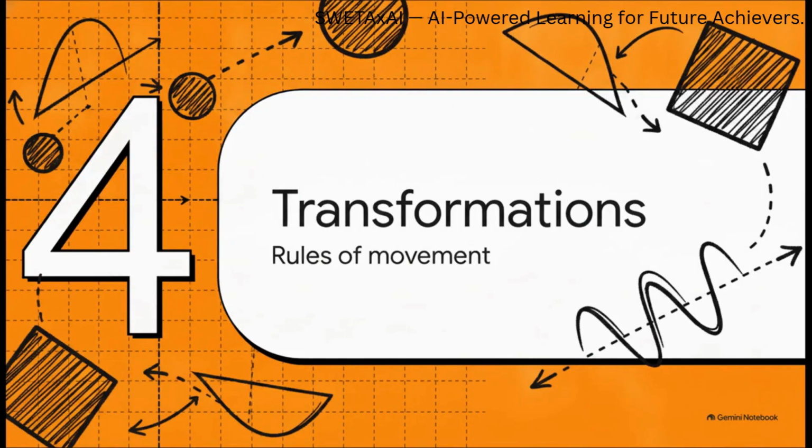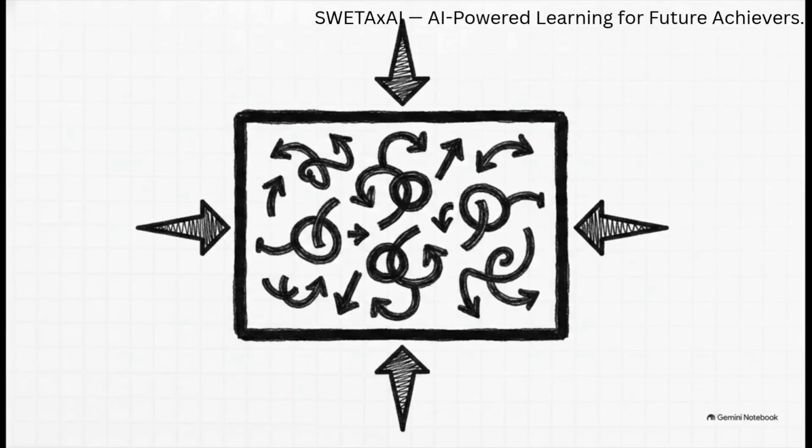Section 4. The rules of transformation. Now that we know all the major families and their specific habitats, we need to understand the art of their movement. How do we shift these shapes around the coordinate plane?